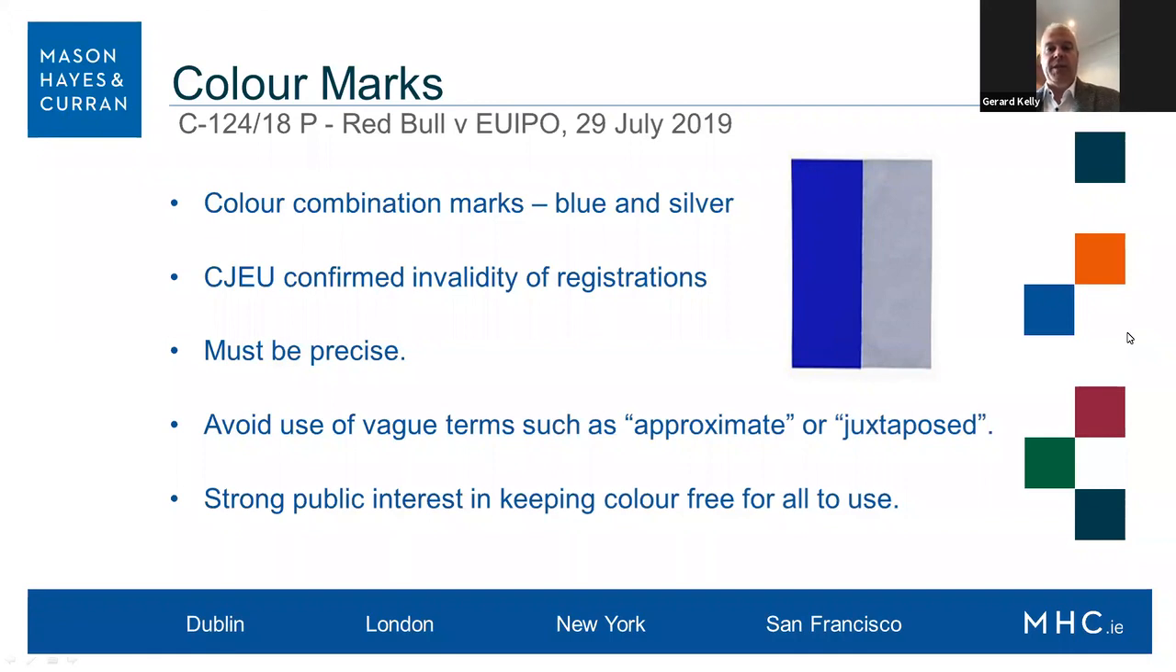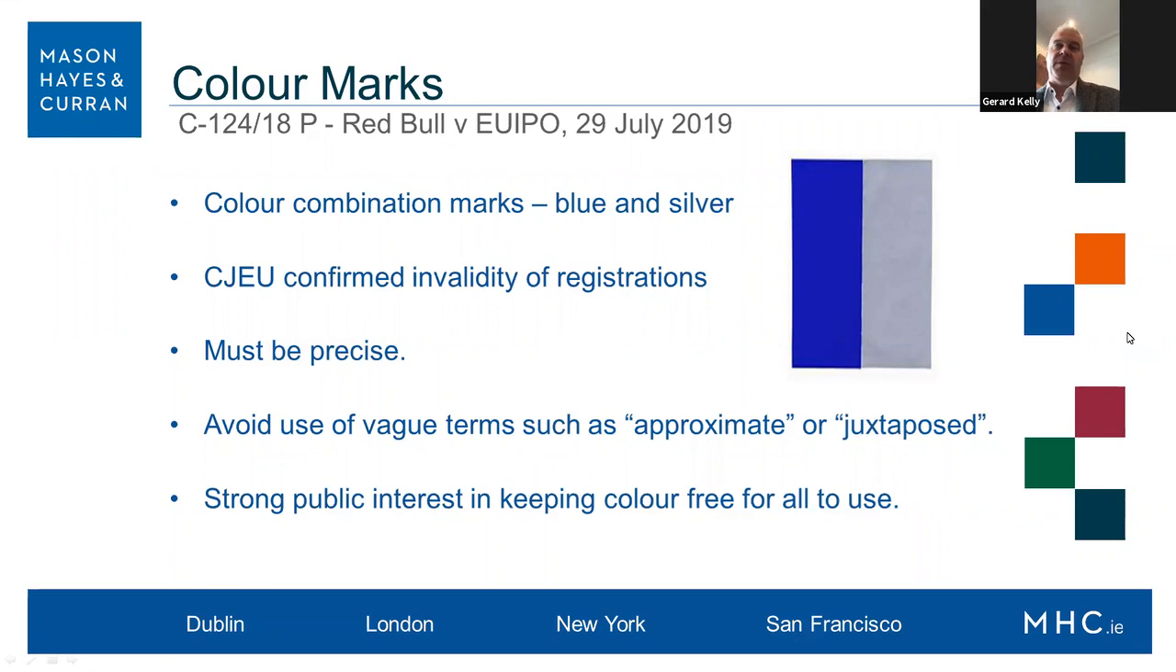So it could have been vertical, as you see on the slide there. It could have been horizontal. It could have been diagonal. It could have been with polka dots or whatever. As long as the 50-50 split was there, that's what they were trying to protect. Now, that was held to be imprecise and not acceptable, because obviously there is a public interest in keeping colours free, but also there has to be clarity and precision in what is being sought.